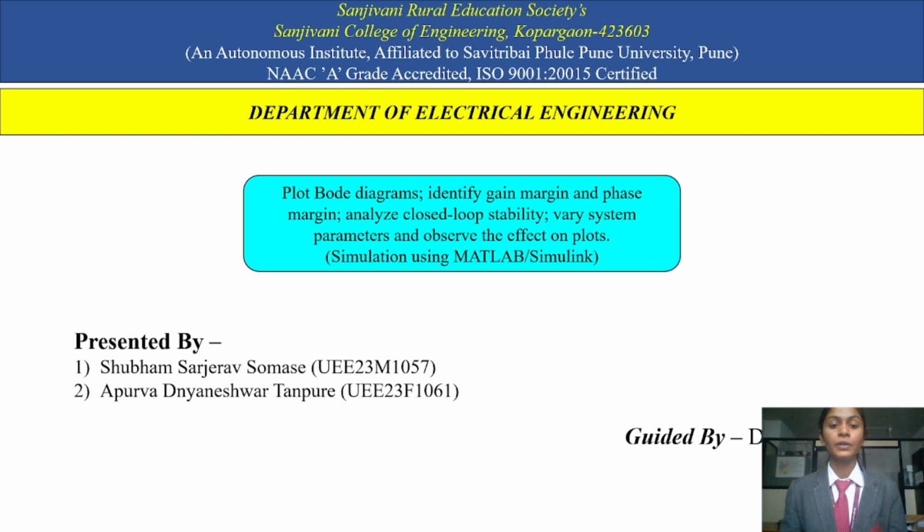Today I am going to present my control system simulation. The topic is plotting Bode diagram, identifying gain margin and phase margin, analyzing closed loop stability, and studying the effect of parameter variations using MATLAB. This topic is important because stability analysis is a key requirement in the design of control systems.